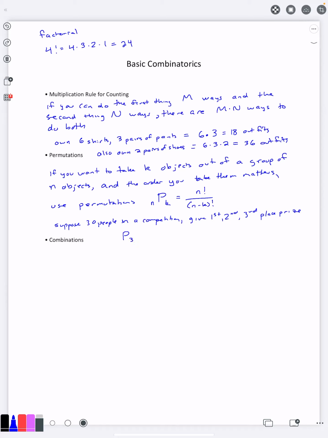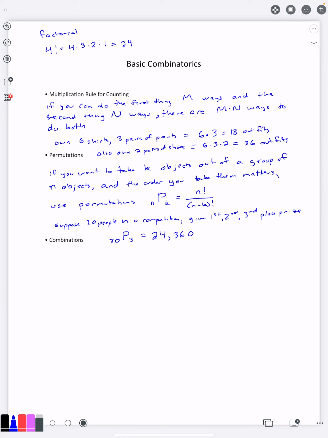Well, we are going to pick 3 people from a group of 30, and the order matters because getting first place is different than getting second place. And if I put this in my calculator here, and there will be a video separately showing you how to use your calculator to do this, we will have 24,360 ways. So if you have a group of 30 people and you want to see how many ways you can get first, second, and third place prizes out, it's over 24,000 different possibilities.